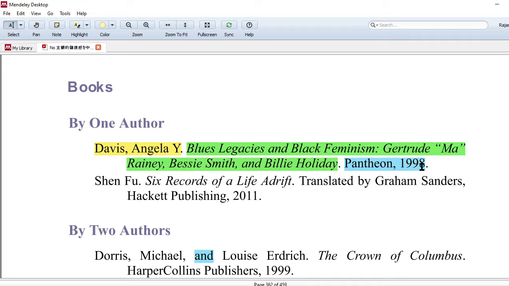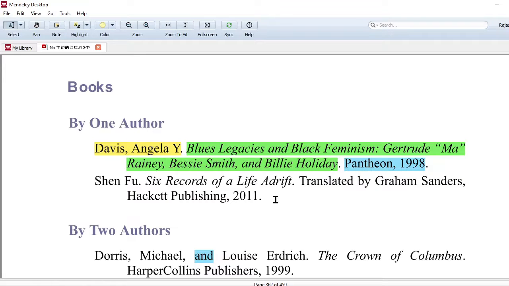Then 1998. Kindly make a note, there are no page numbers for the book. You will write only the author and title in italics. That's what I have given in green. Then full stop, then Pantheon, comma, then the year, after that, there should be a full stop. Very importantly, after the second name, there should be a comma, then here a full stop. Then after the title of the book, full stop. After the press, there should be a comma. After the year, there should be a full stop. Please kindly make a note of it.